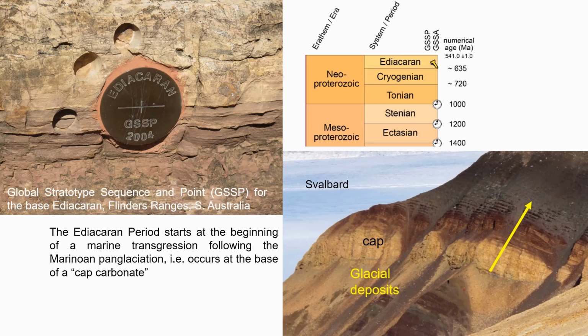The photo on the right shows the equivalent aged rocks in Svalbard and illustrates the change from glaciogenic deposits to the non-glaciogenic yellow cap dolomite, part of a major transgression. This is recognizable worldwide and reflects climatostratigraphy, the end of a global ice age.